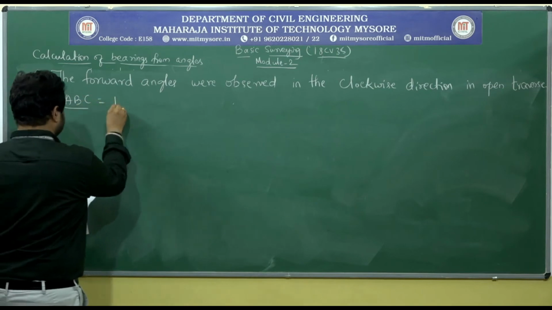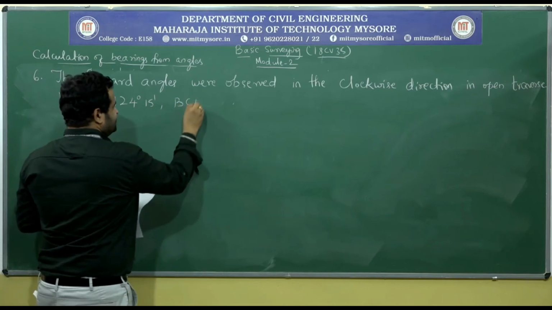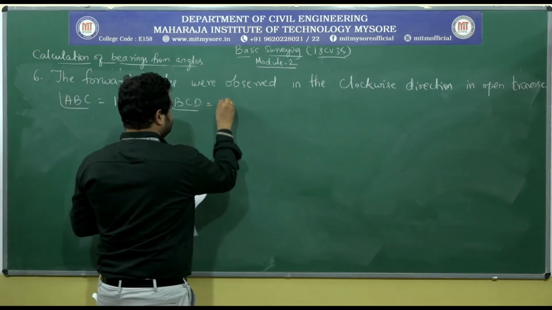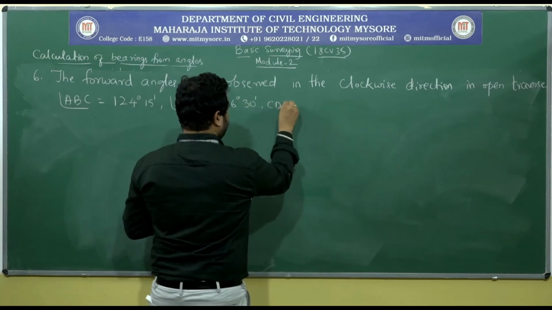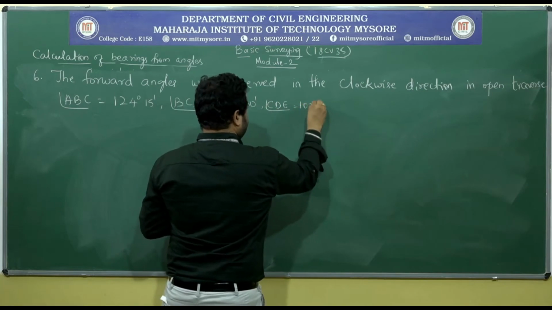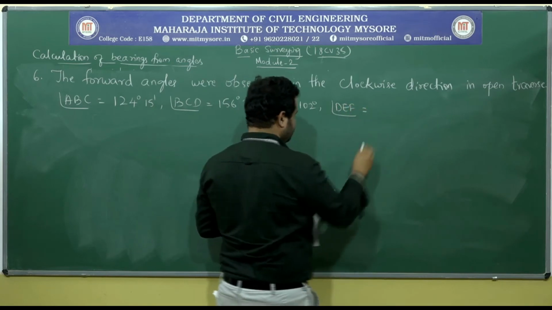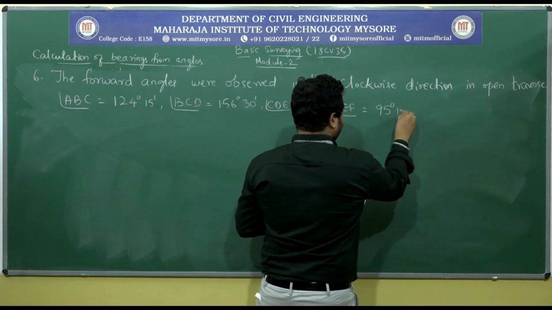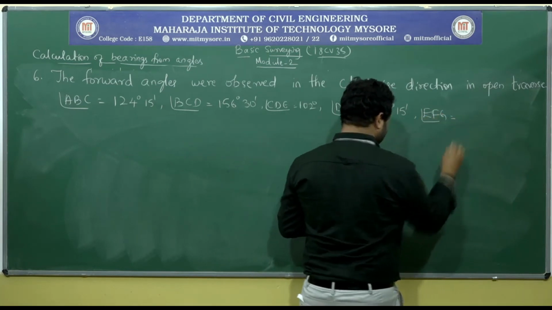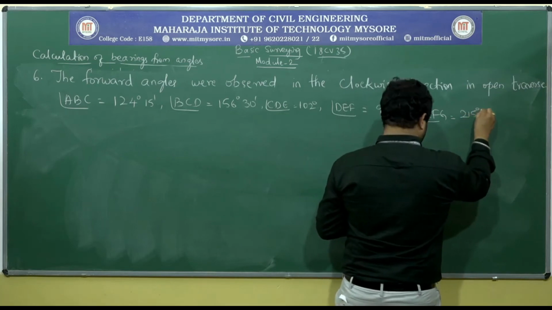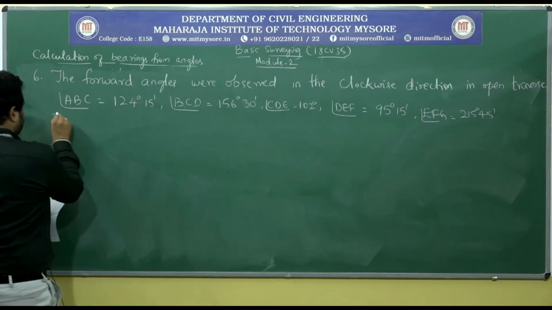Angle ABC is equal to 124 degree 15 minutes. Angle BCD is equal to 156 degrees 30 minutes. Angle CDE is equal to 102 degrees. Angle DEF is equal to 95 degree 15 minutes. Angle EFG is equal to 215 degree 45 minutes.